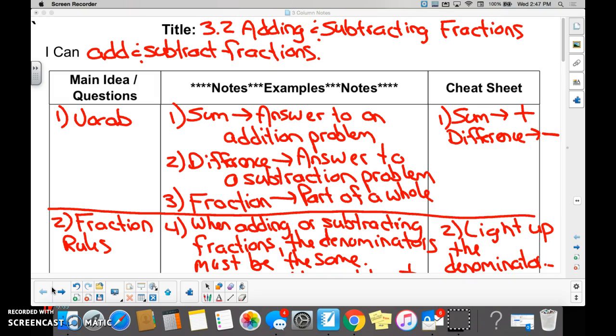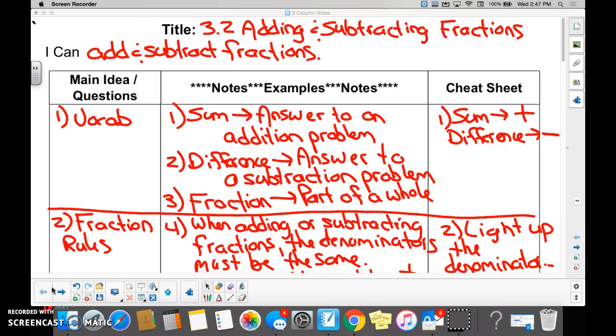Can you all add and subtract fractions at this point? Yes. What is the first thing you look at when adding or subtracting fractions? The denominator. We call it lighting the denominator up, right? Yeah. I can stop the video right now and you should be good. I'm not going to, but I could.